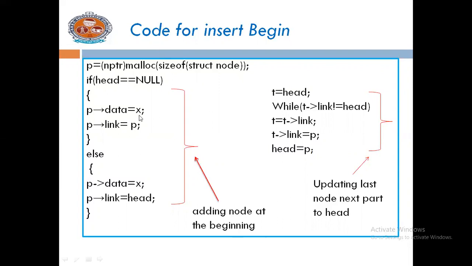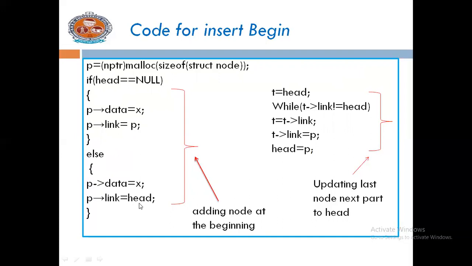That means we are placing data element in data path and P of link points to itself. P of link equal to P. Since it is the first node, it is going to be the first node in the list. If a circular linked list is having only one node, then the link path points to itself. That's why we have written the code as P of link equal to P. Else, that means if head is not equal to null, P of data equal to X and P of link points to head. Since it is added at the beginning, it would be the first node. So P of link equal to head.